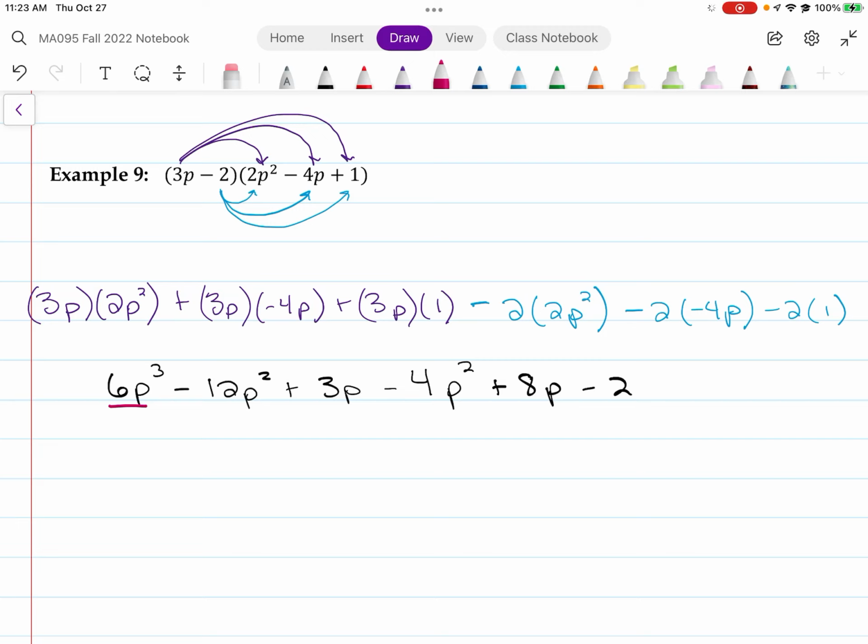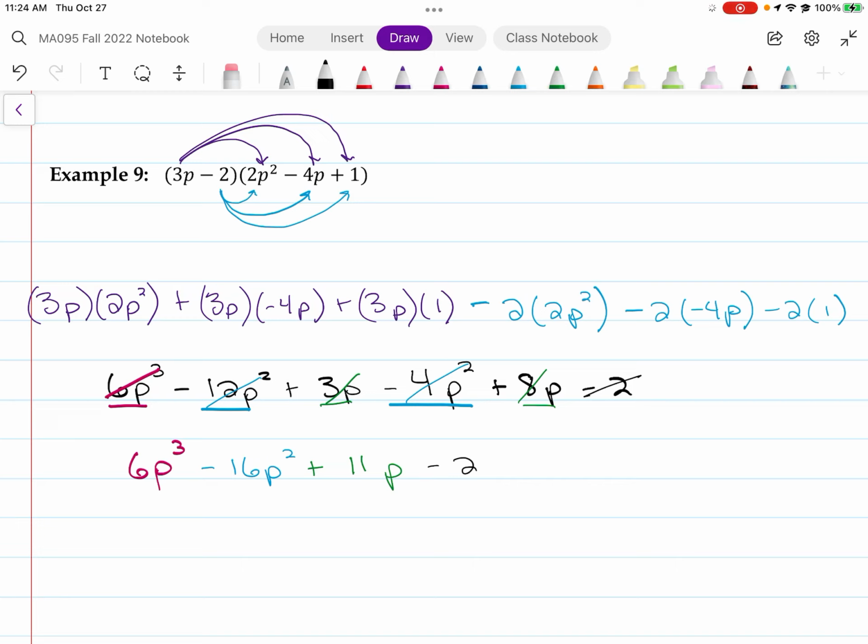All right, so the first cubed term does not have anything to combine with. The next one is p squared, so we've got minus 12p squared and minus 4p squared, so that gives me minus 16p squared. Now I'm done with those, so I'm going to cross them out so I don't get confused. And then I've got 3p and 8p, and that is 11p. Done with those, and then I just get minus 2. Now it's in descending order, just like I wanted it to be, and I am done.